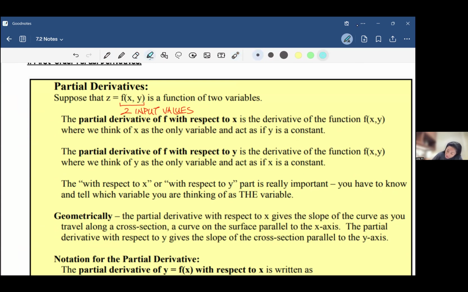Let me highlight some of that. If we're finding a partial derivative with respect to x, then we are treating y as a constant and x as the only variable. On the flip side, if we have a partial derivative of f with respect to y, we're treating y as the only variable and x as a constant, okay? So it is really important that when we're writing things, we're careful, but when we're reading problems too, we're thinking about what it is that we're finding, okay?